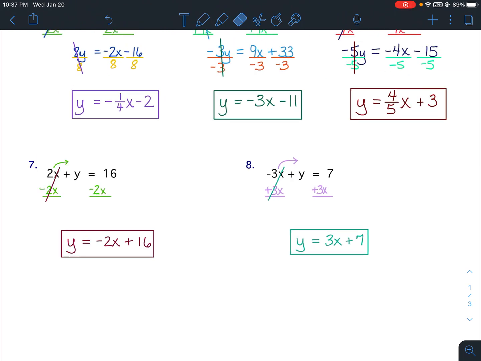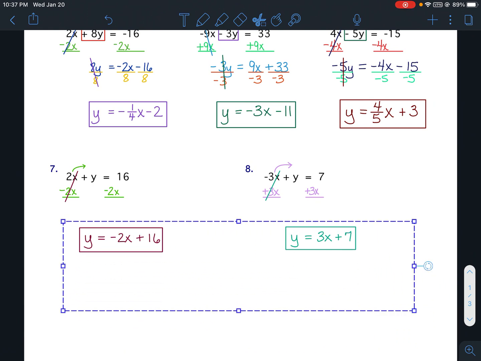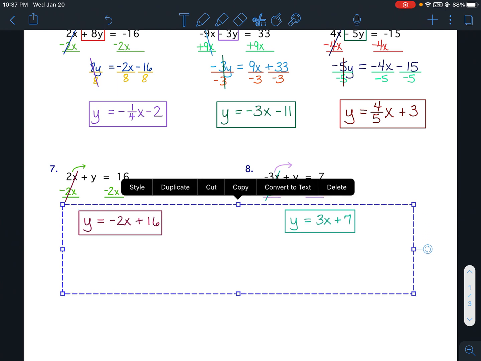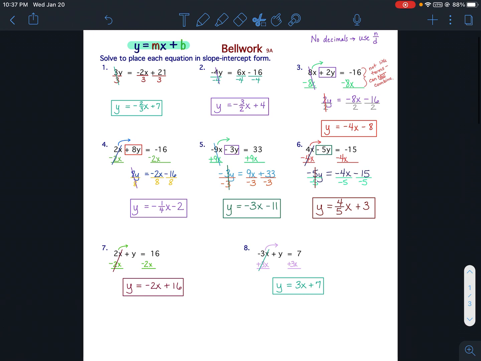And that is it for questions 7 and 8. You put the answers a little bit closer to the work. All right, that is it for Bellwork 9A.